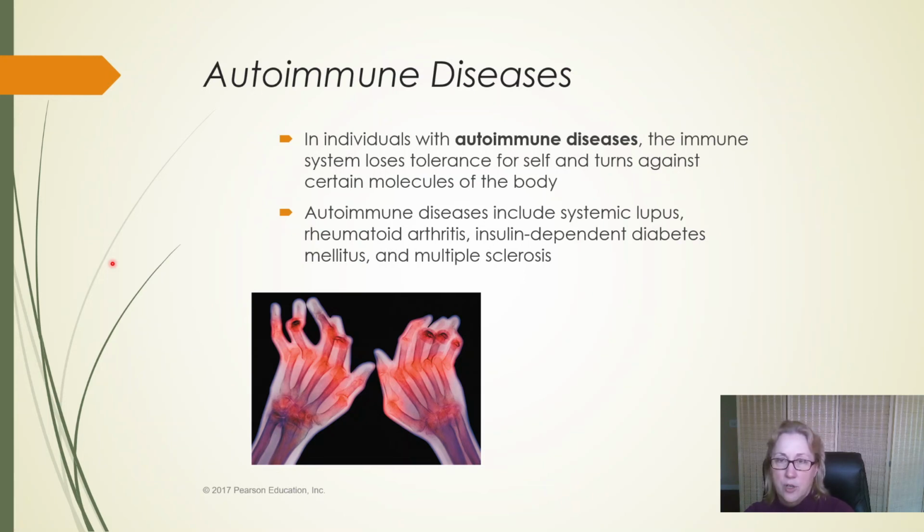Diseases that have been known for a long time, like type 1 diabetes, have been found to be actually autoimmune diseases. So lupus, rheumatoid arthritis, type 1 diabetes, multiple sclerosis are examples of diseases that have been known for a long time, but have only more recently been found to be autoimmune diseases.